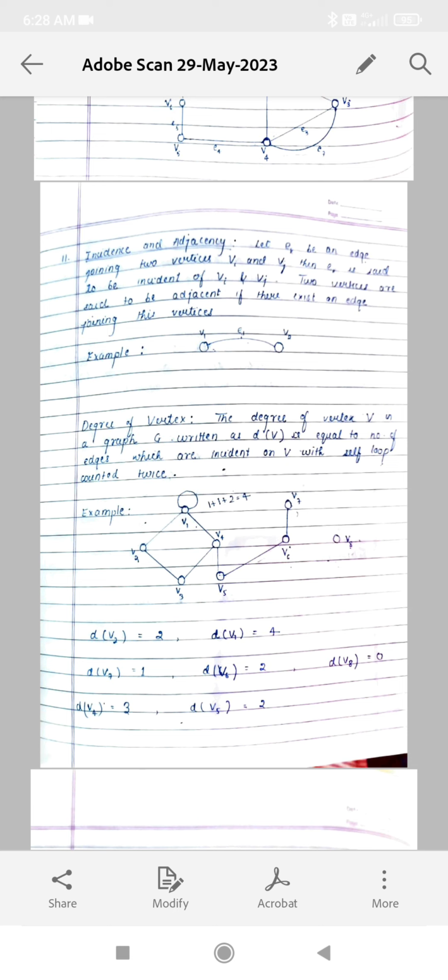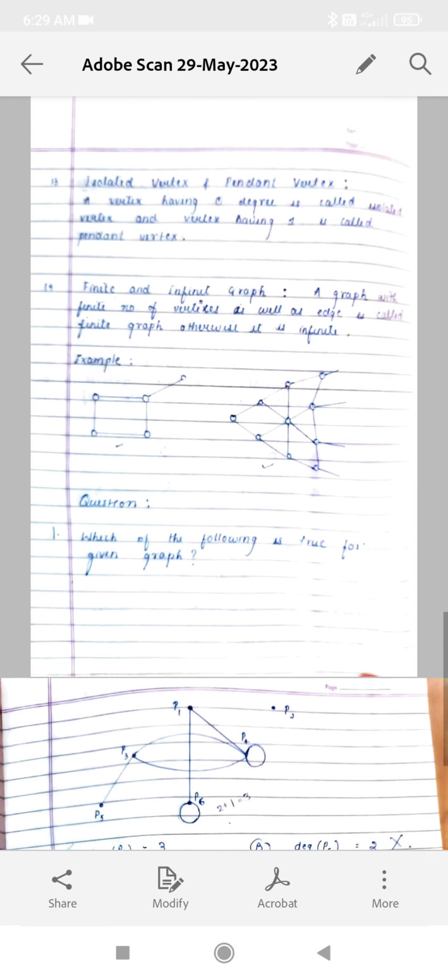Now for V2, there are only two edges, one going towards V1 and the other going towards V3. So degree of V2 is 2. Degree of V3 is also 2, as it has two edges, one going towards V2 and the other going towards V4. Now for V4, there are three edges, one going towards V1, another towards V3 and the last one towards V5. So the degree of V4 is 3. Degree of V5 is 2 and degree of V6 is also 2, as you can see. For V7, there is only one edge which is going towards V6, so degree of V7 is 1 and degree of V8 is 0.